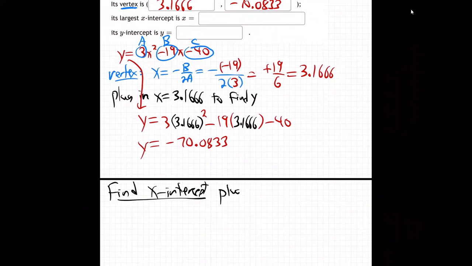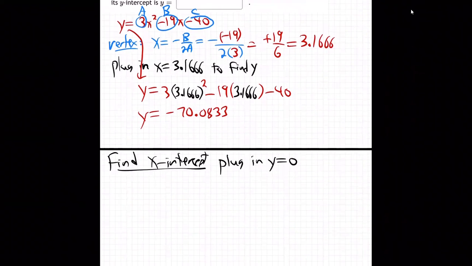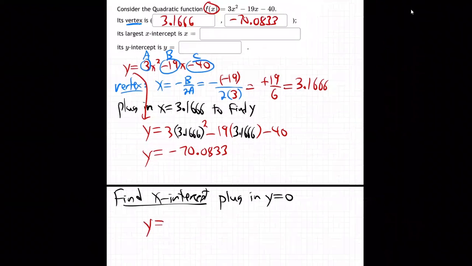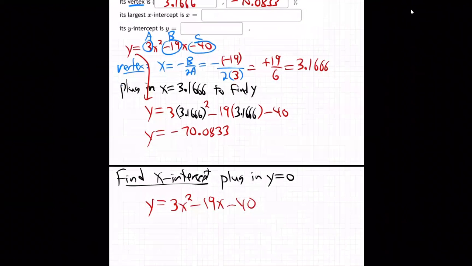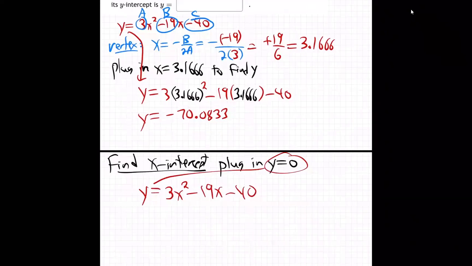To find the x-intercept, you plug in y is 0. To find intercepts, you always plug in the opposite letter is 0. So I'm going to take the original equation again. Y equals 3x squared minus 19x minus 40. And I'm going to plug in y equals 0. So now I'm going to grab this 0 right here. What do you do on the other side?